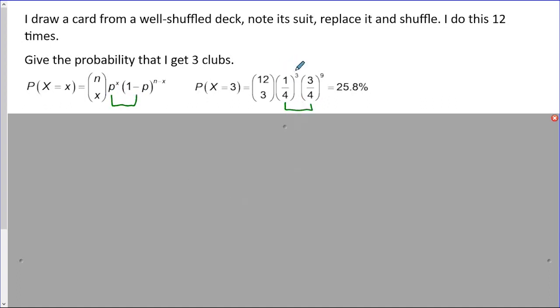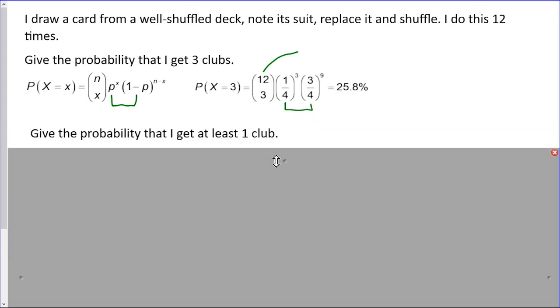I want clubs to occur 3 times, and I want non-clubs to occur 9 times, the balance of the 12 drawings of cards. This number over here, this coefficient, is a combination, and that accounts for the number of different ways, the number of different positions in which I can get the 3 clubs. I don't need to get the 3 clubs first up. I could get them on the first drawing, the 7th drawing, and the 11th drawing, for argument's sake. So that sorts that out.